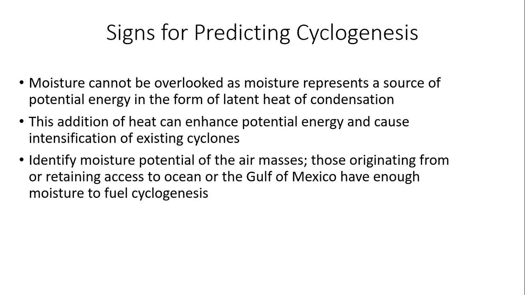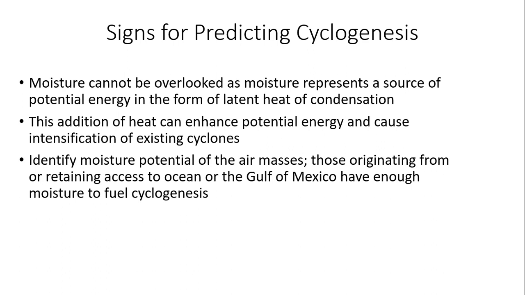Additionally, moisture. You've got to take a look at moisture. It cannot be overlooked, as moisture represents a source of potential energy. Also, it represents a form of instability, moisture in the form of latent heat of condensation. So remember, latent heat of condensation is the conversion of a water vapor, that invisible gas water vapor, to a liquid. And as that vapor transitions to a liquid, it releases heat to the surrounding atmosphere. And that is going to further destabilize things. That addition of heat can enhance the potential energy and also cause intensification of existing cyclones.